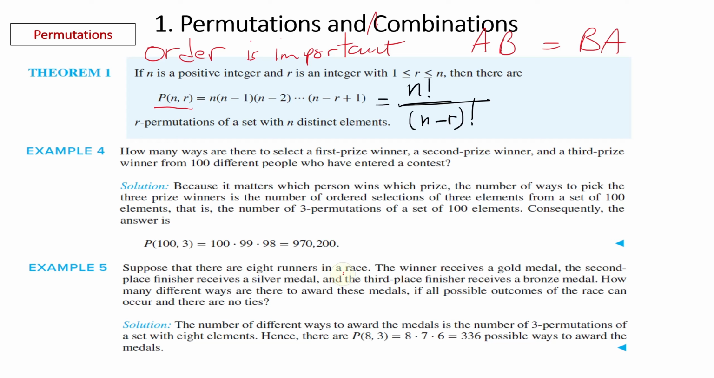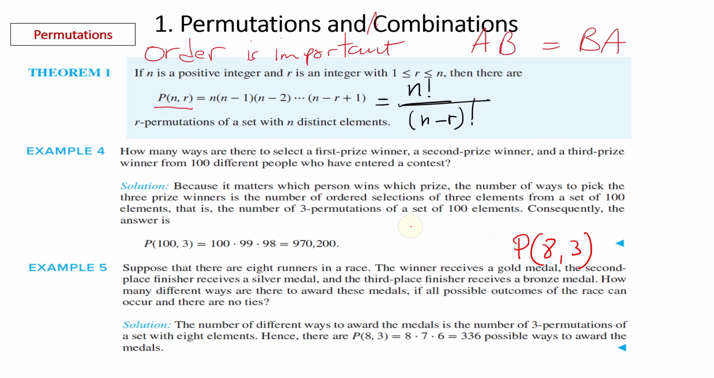Suppose that there are 8 runners in a race. The winner receives a gold medal, the second place finisher receives the silver, and the third place receives a bronze medal. How many different ways are there to award these medals if all possible outcomes of the race can occur and there are no ties? So there are no ties, meaning no 2 are equal. So again, we have a permutation where the order is going to be important. Out of those 8, I need to choose 3 in different permutations. So this is going to be the different possibilities. I need to have 3 possible outcomes: the gold, the silver, and the bronze.